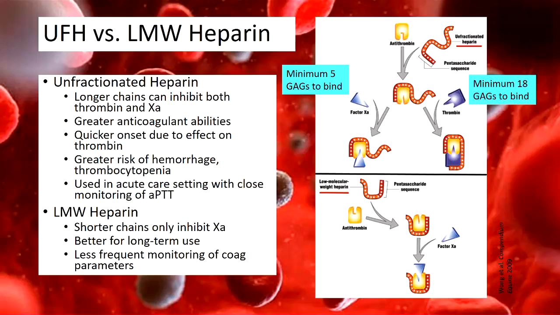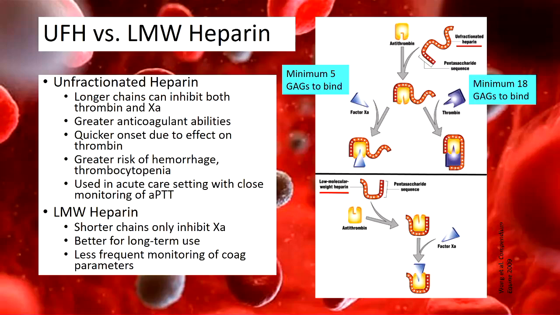Longer chains can also bind. They can wrap all the way around this whole thing. They'll wrap around thrombin that's bound to antithrombin, and so you can also inhibit factor 2. All right? So unfractionated heparin can inhibit both of these. So in essence, it's kind of a greater anticoagulant ability. It does a better job of stopping clotting.